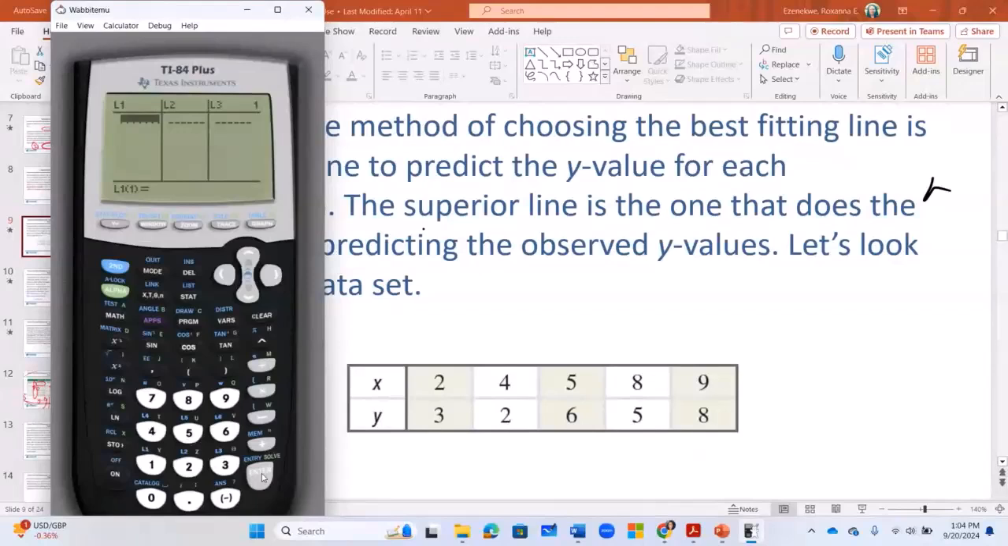So I'm about to put in the data, X in L1. So 2, enter, 4, enter, 5, enter, 8, enter, 9, enter. And then I go to L2 and enter all the variables. So 3, enter, 2, enter, 6, enter, 5, enter, 8, enter.